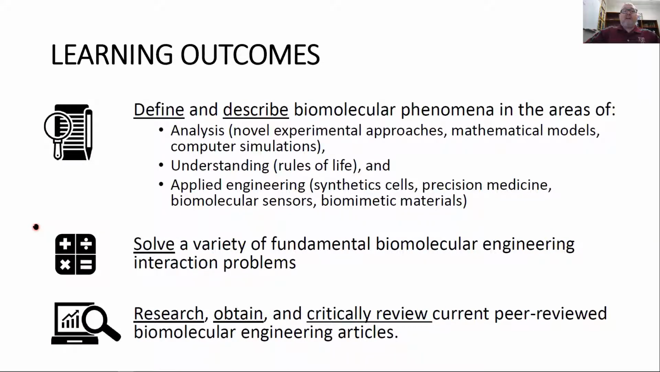When I took over this course, there were no learning outcomes for the class. So I set out and defined the following learning outcomes. There are three of them. One is to define and describe the biomolecular phenomenon in three different areas. And then, of course, to solve a variety of fundamental biomolecular engineering interaction problems. This aligns well with our ABET criteria as well. And then the third one was to research, obtain, and critically review peer-reviewed papers in biomolecular engineering, as well as to learn how to critically review things.